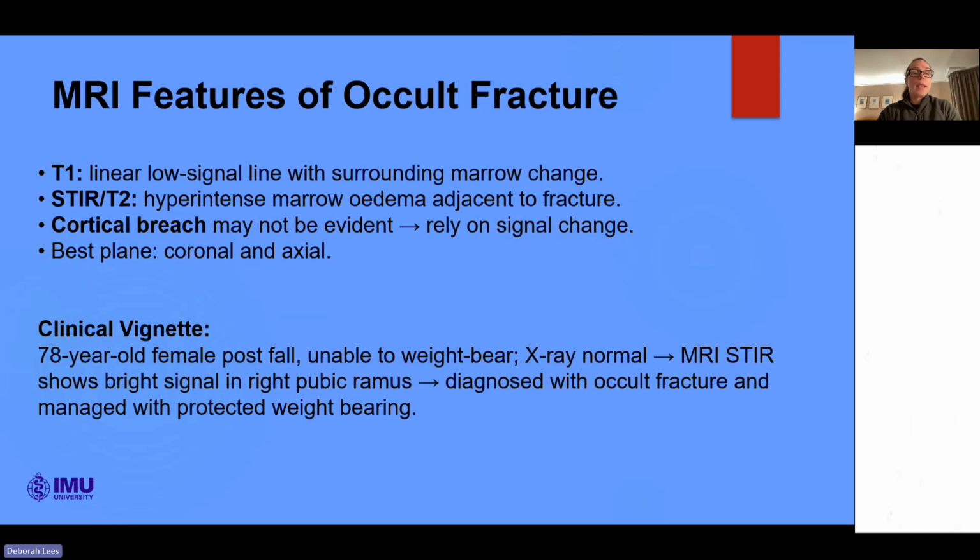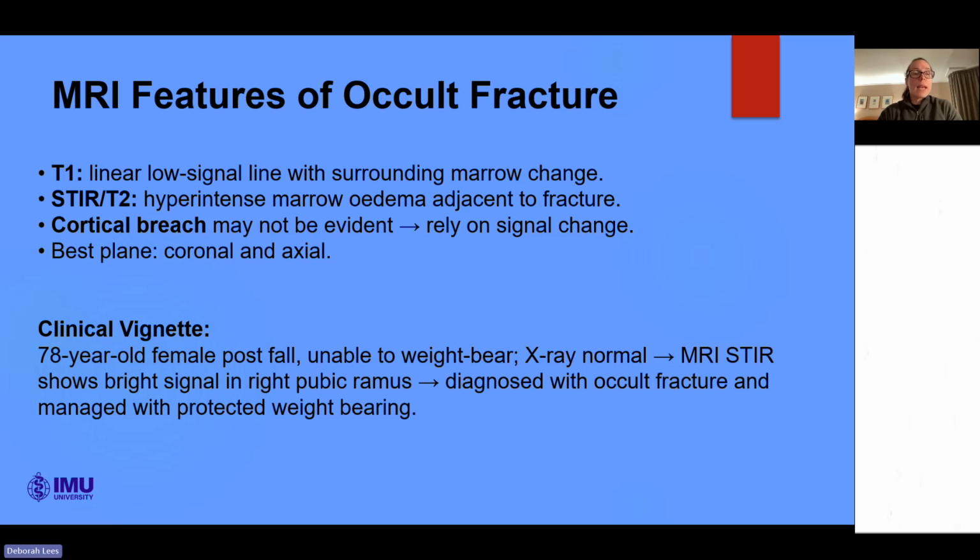So again, we're looking at a combination of the fat weighted and the fluid weighted. The fat weighted because normally the marrow is nice and bright, so we're looking for dark areas on our fat saturation. On our fluid sensitive, we're looking for the bright areas, and particularly looking for cortical breaches.